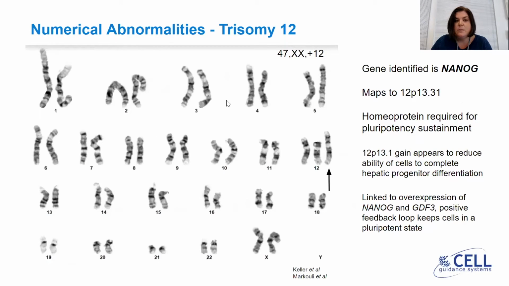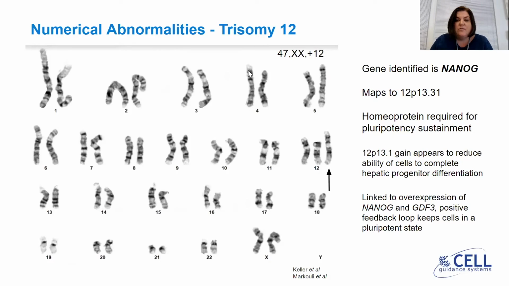This is another example of a numerical abnormality. This is trisomy 12, so one of the more common ones seen in ESCs and iPSCs. You can see here that there are 47 chromosomes rather than the usual 46, and that we've gained an entire copy of chromosome 12. So it's important to remember with these gains and losses of chromosomes or these structural rearrangements that actually they can result in gain or loss of thousands of extra gene copies within a genome.